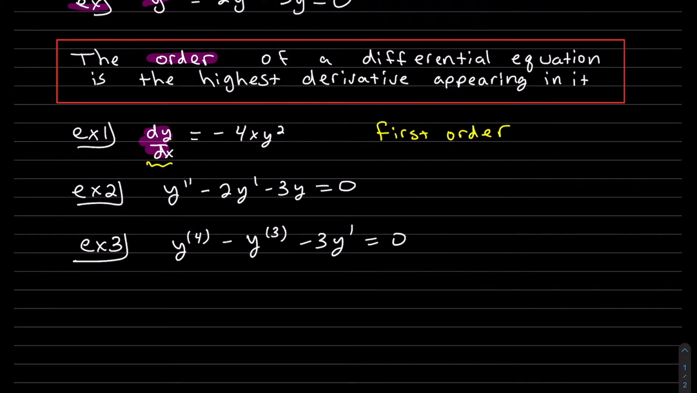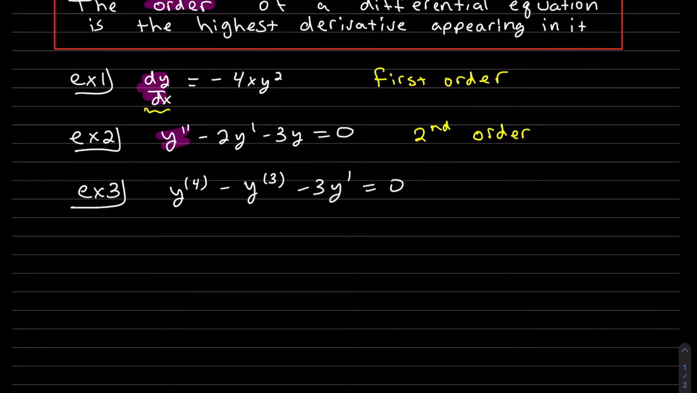Our second example, we have the highest order is the second derivative. y double prime is the second derivative. So this is a second order. In this example, we have y to the fourth in parentheses, and so this is a fourth order.